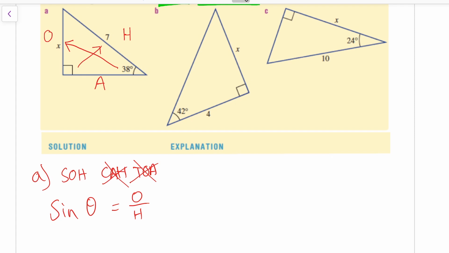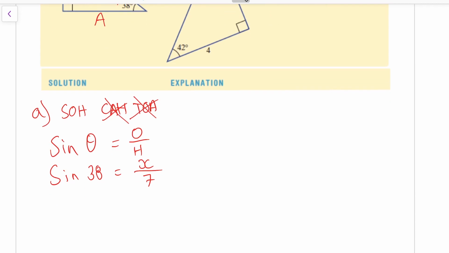Now I can fill in the information. We know that theta is 38 degrees because they told us that in the diagram. The opposite side is x, and my hypotenuse is 7. Fantastic. Solve for x. Want to get x on its own, so it's going to be sine 38 times 7 equals x. Know how you use your calculator like I explained above. Do the calculation, and the answer for x should be 4.31 because they want it to 2 decimal places.